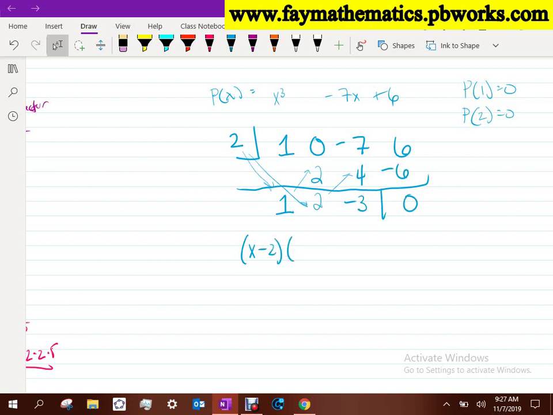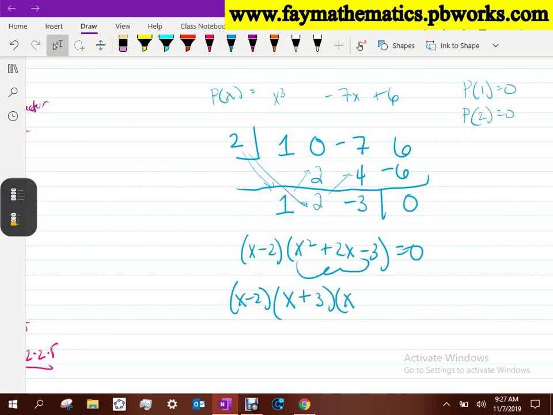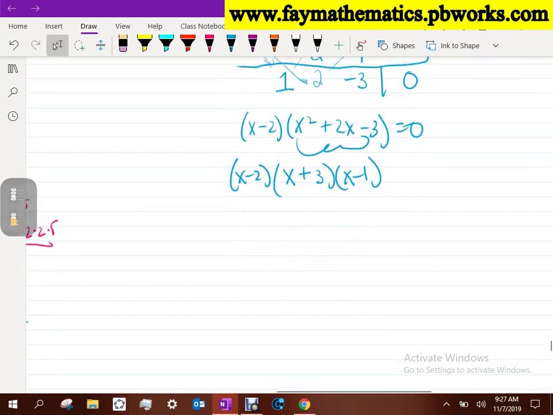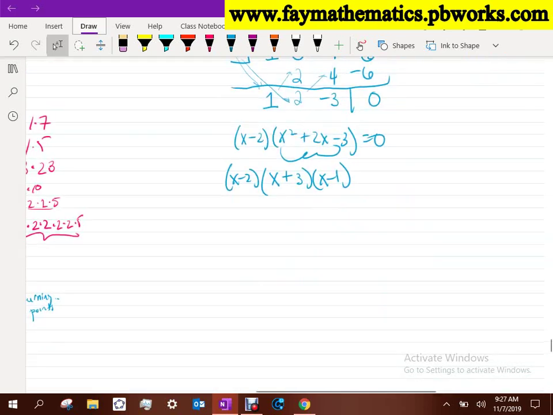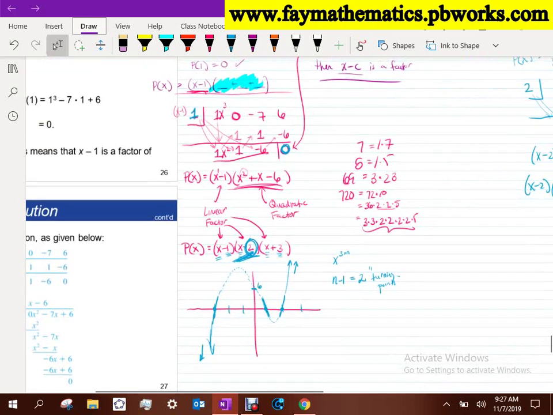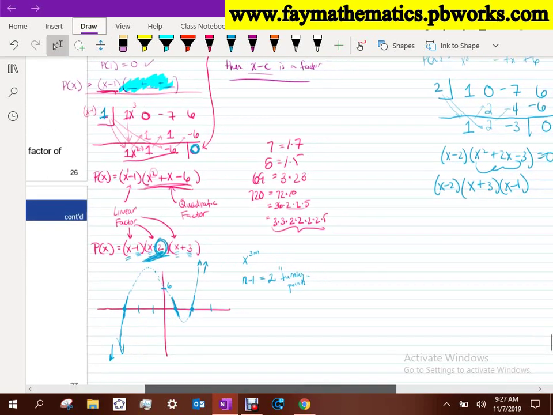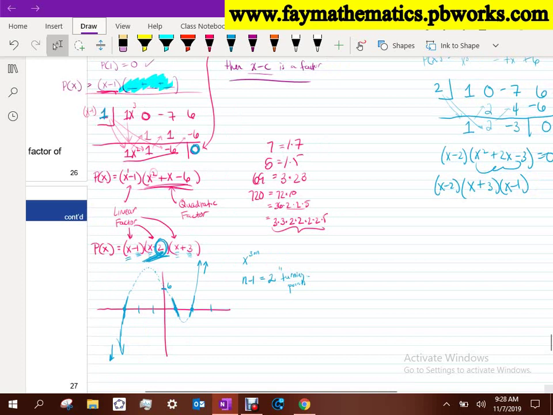This is going to be x minus 2, x squared plus 2x minus 3 equals 0. What's that factor to? x plus 3, x minus 1, right? Is that the same factorization that we had right here in red? I have an x minus 1, x minus 1. We have an x minus 2, there's the x minus 2, and x plus 3, there's an x plus 3, right?